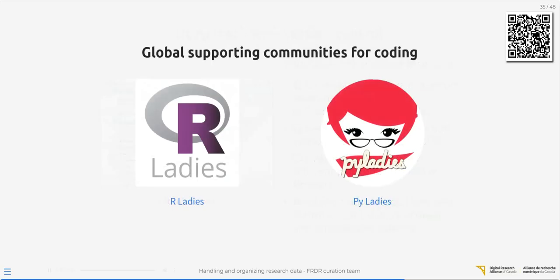One of the great things about learning to code today is that you don't have to do it alone. There are amazing global communities that support diversity and inclusion in programming. R-Ladies is an international organization that promotes gender diversity in their community, offering mentorship, workshops, and a welcoming space to learn and grow. PyLadies provides the same kind of support for Python users, building a global network that empowers women and gender minorities in data science and software development.